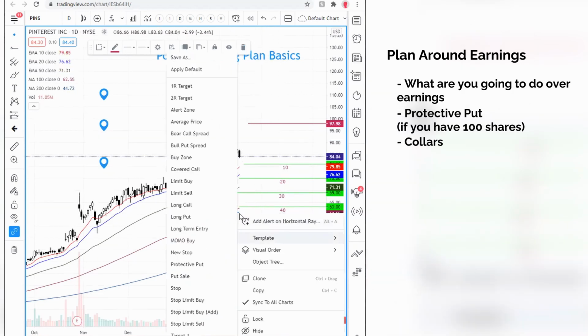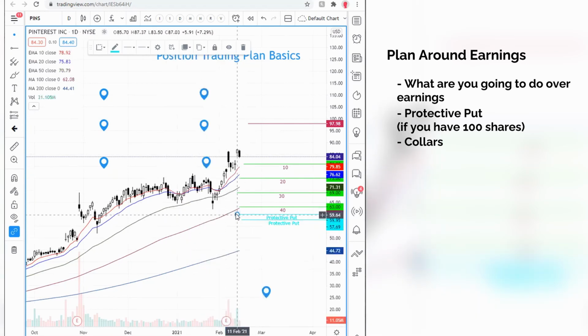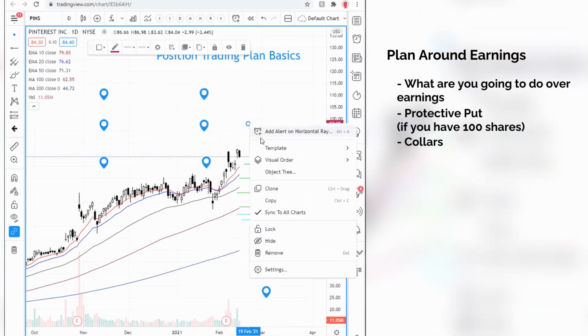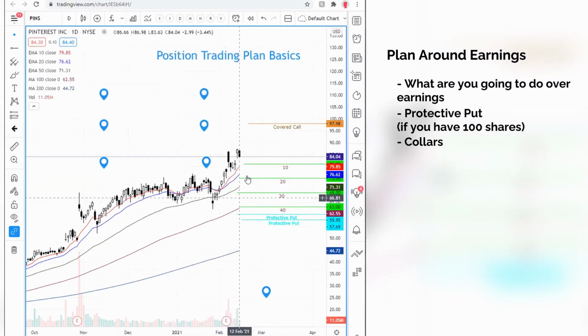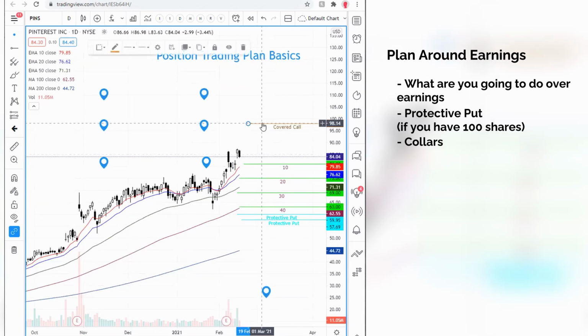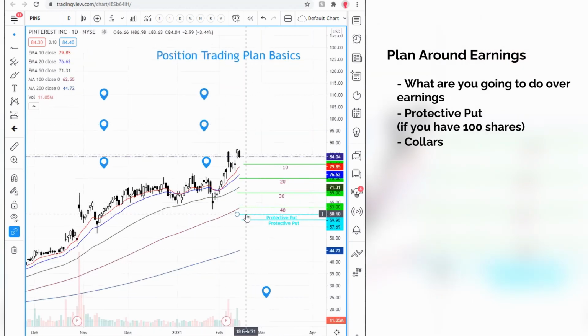So you're buying a protective put down here, and you're selling a covered call up here, so that you're getting into a collar, and you're holding that over earnings. So you want to make sure that you're in some kind of protection over earnings.